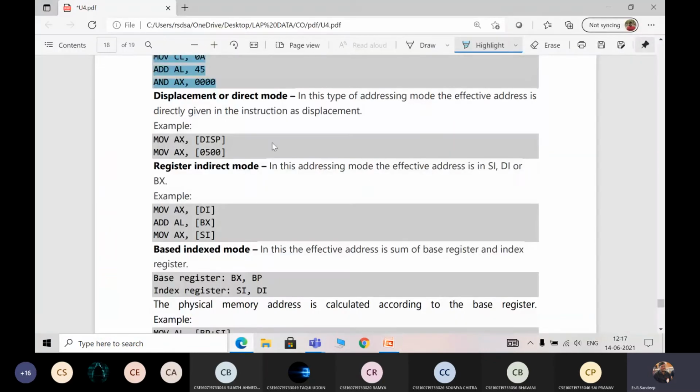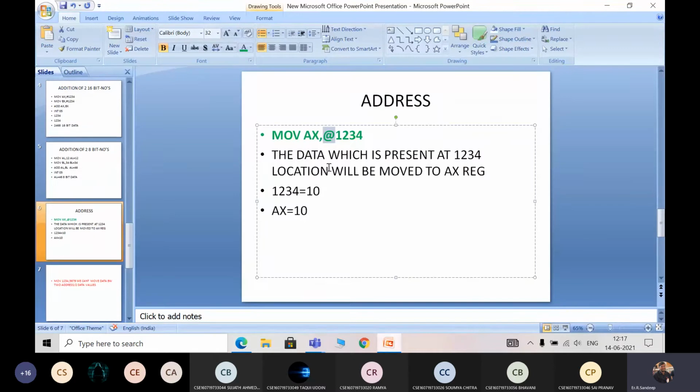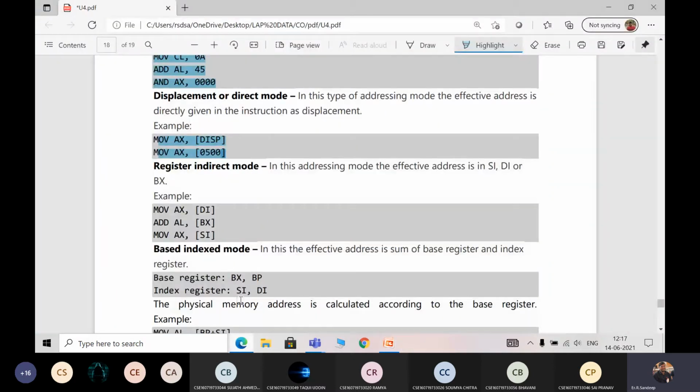And when you are representing it here, you should write like this: MOV AX, DISP. Displacement means the value that we are going to take. So here also we are taking the displacement as 0500. This is an example for the direct addressing mode, and here I gave the example for the direct addressing mode as well.